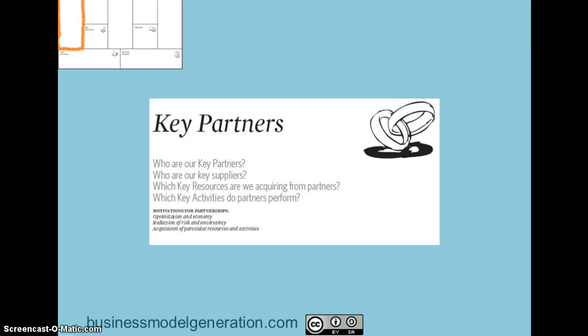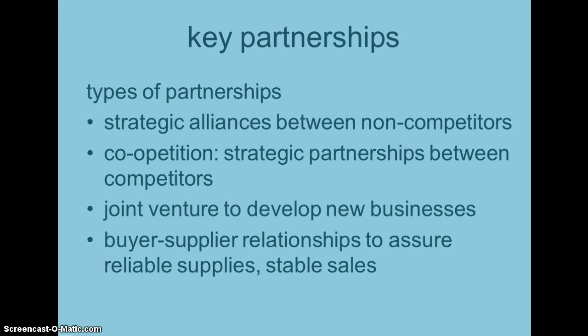And today I'm talking about the key partners element of the business model canvas. So the questions are, who are these key partners, and especially if they're suppliers, who are they? Which key resources are we acquiring from these partners, and which key activities do they perform? So these are important questions to ask yourself about your business model.